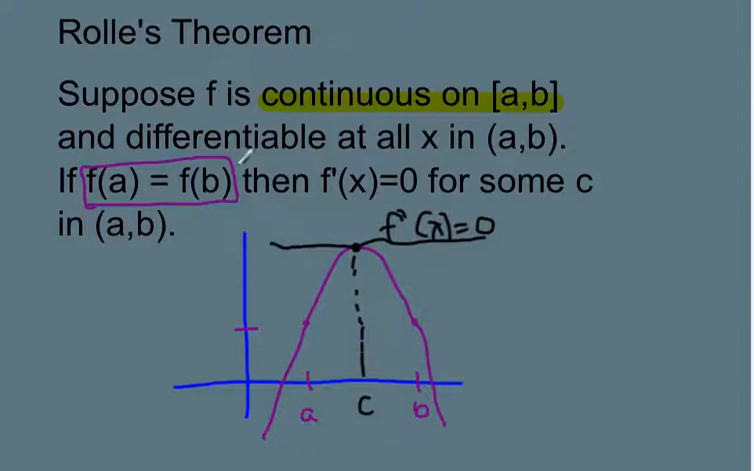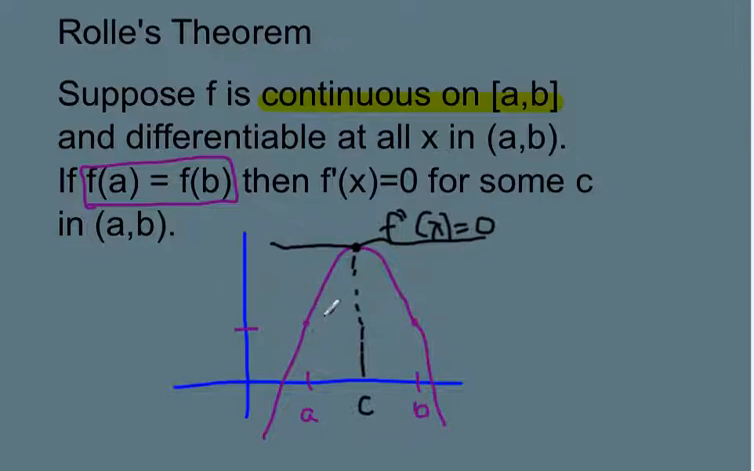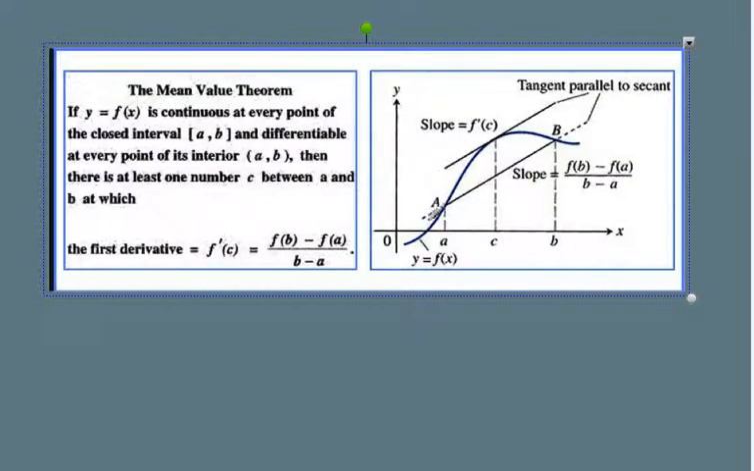So Rolle's theorem is saying, if you take a graph and f of a is equal to f of b, then there is going to be at some point between a and b, a point that we're going to call c, where the first derivative is equal to 0. Okay, so that's Rolle's theorem. Now, I'm simply going to take Rolle's theorem and we're going to slant it. So this is what I mean by slant.